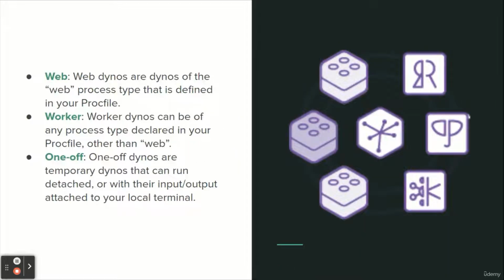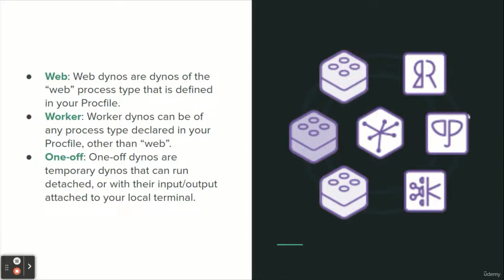All Heroku applications run in a collection of lightweight Linux containers called dynos. Web dynos are dynos of the web process type that is defined in your Procfile. Only web dynos receive HTTP traffic from the routers. Worker dynos can be of any process type other than web. Worker dynos are typically used for background jobs, queueing systems, and timed jobs. You can have multiple kinds of worker dynos in your application.